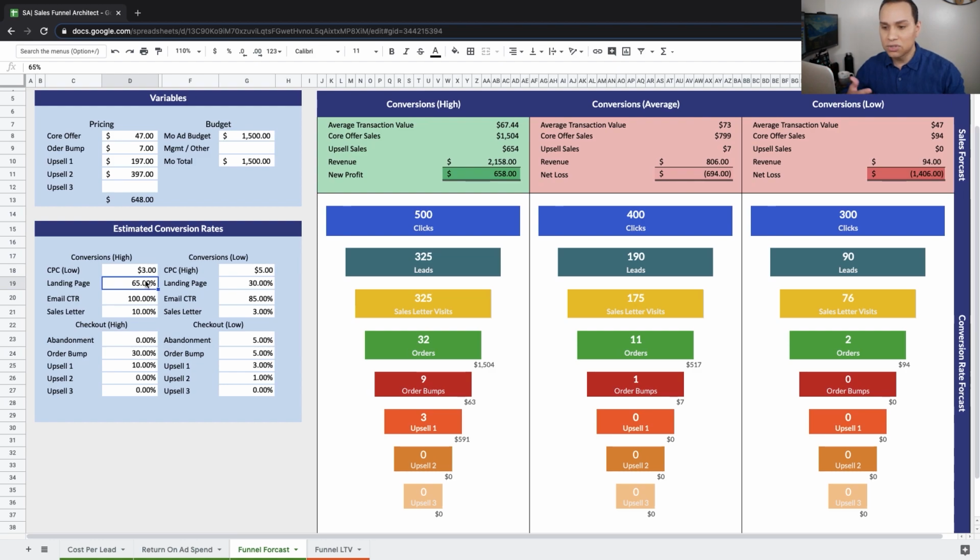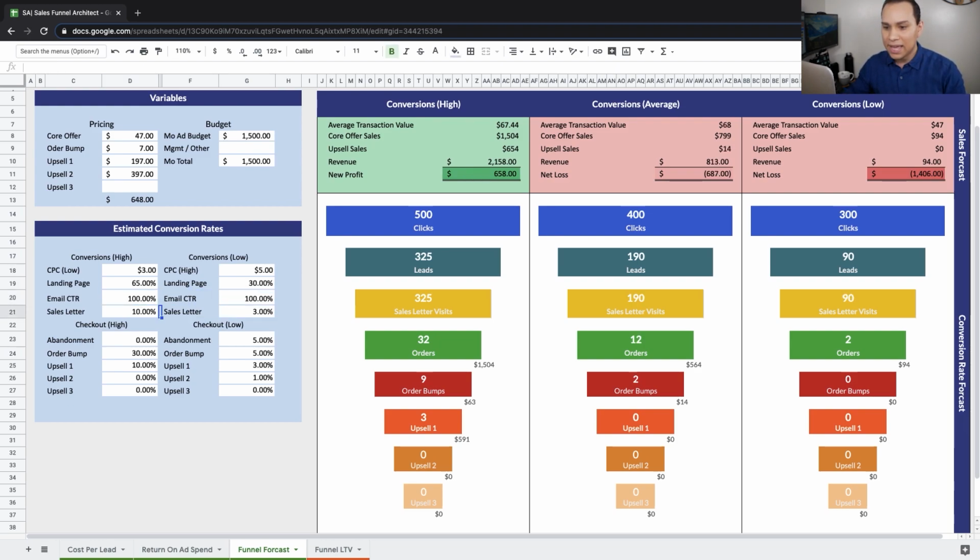So let's say we're running traffic, we're paying $3 per click, and we are just crushing it with our landing page, right? We get a 65% opt-in rate, which is pretty ridiculous, but you'll see why I put it that high in a second. And then our email CTR, this is an advanced thing we put in if you're doing a long email sequence. This is how many people actually open your sales emails and click through to your sales message. And that's assuming that you have a landing page and then you have your confirmation page isn't your sales page. But we're just going to remove email marketing for simplicity's sake here. So it's going to stay at 100%. Let me just leave that at 100% as well.